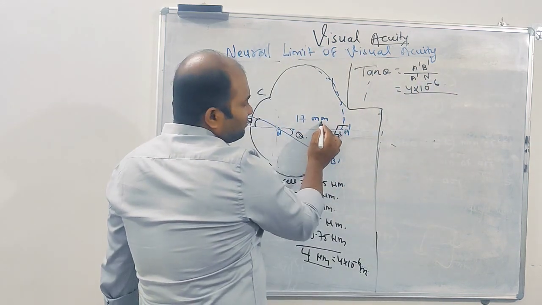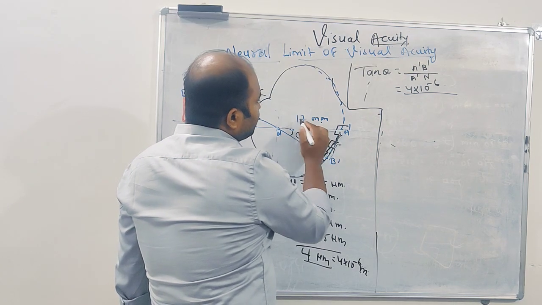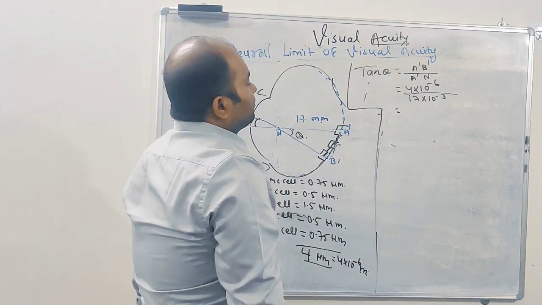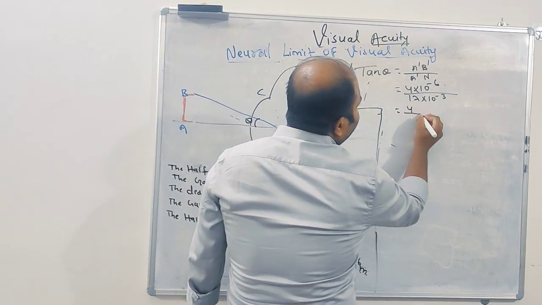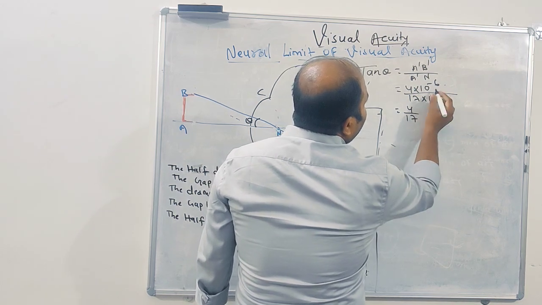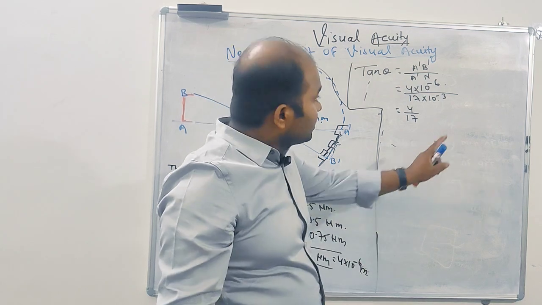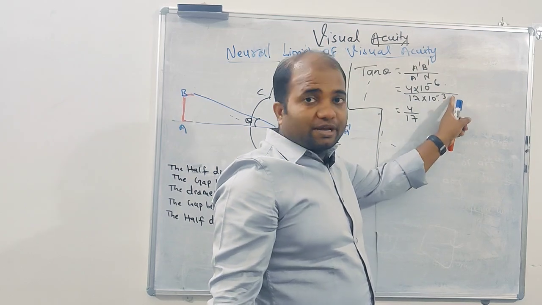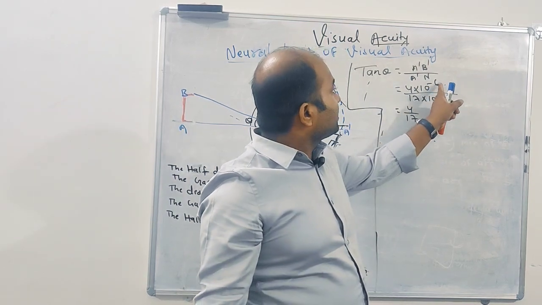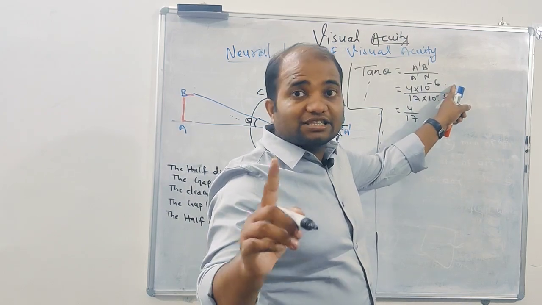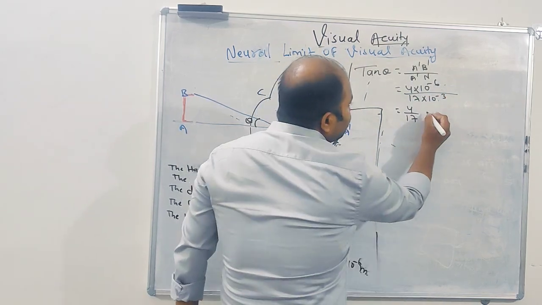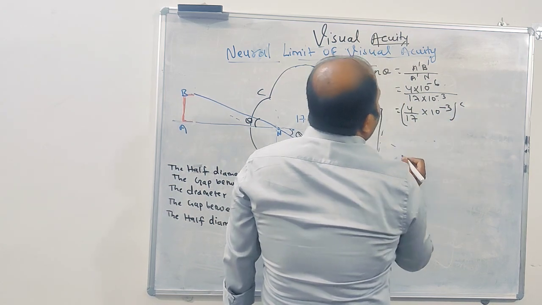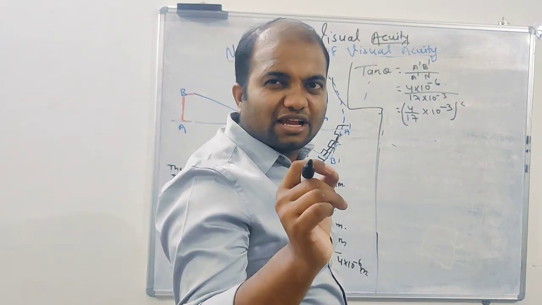And A dash N is 17 mm. If I want to write it in meter, 17 into 10 to power minus 3 meter. So you calculate 4 by 17, and 10 to power minus 6 divided by 10 to power minus 3, which becomes 10 to power minus 3. So 4 by 17 into 10 to power minus 3, this is in radian, because the angles are very small.